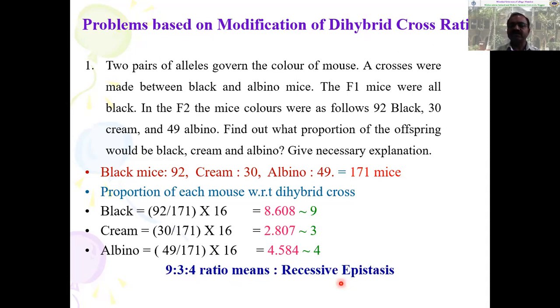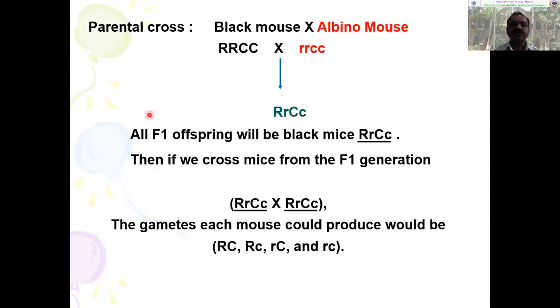So let's try to explain how it is possible, how we can get a 9:3:4 ratio, by considering the genotypes as well as the crosses. Now, the homozygous black mouse is governed by two pairs of alleles, as already given. Let's consider capital RR, capital CC as the genotype of the homozygous black mouse, which is crossed with the albino mouse. The albino mouse is small rr, small cc. So when it is crossed, the F1 would be capital R, small r, capital C, and small c.